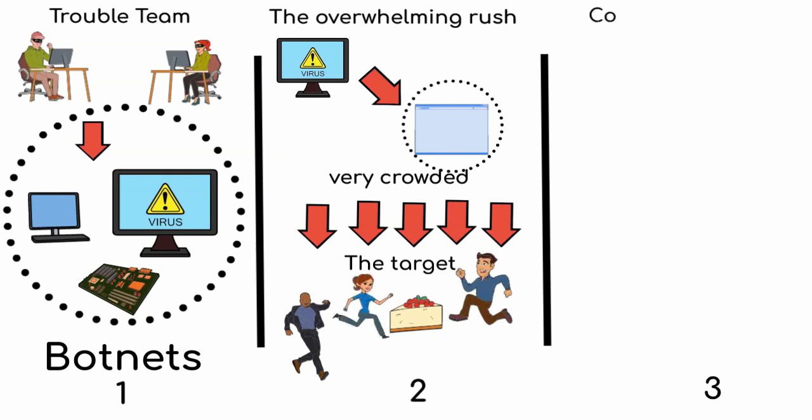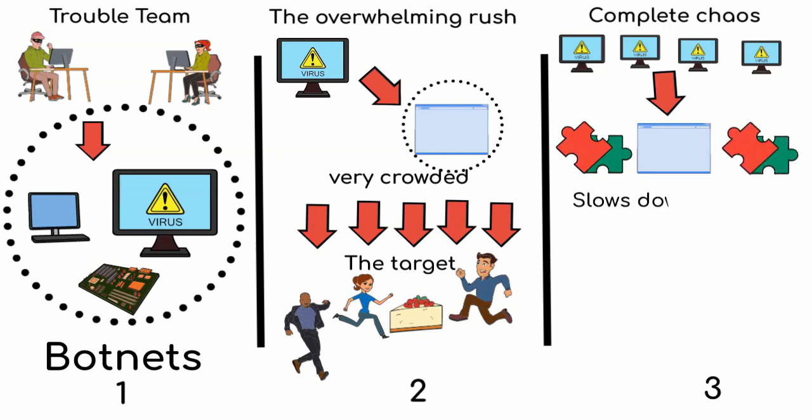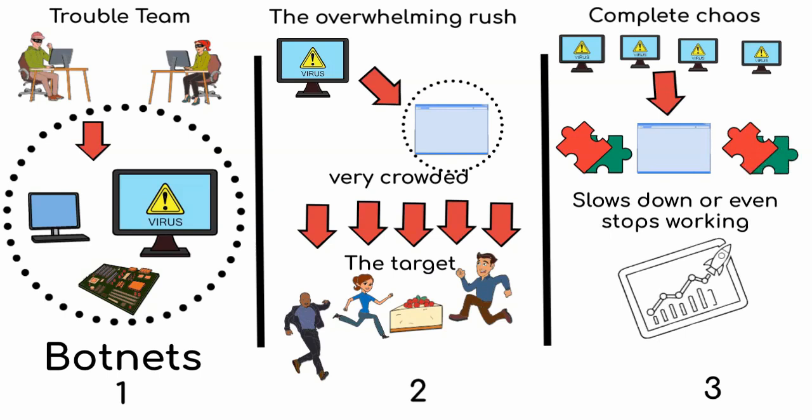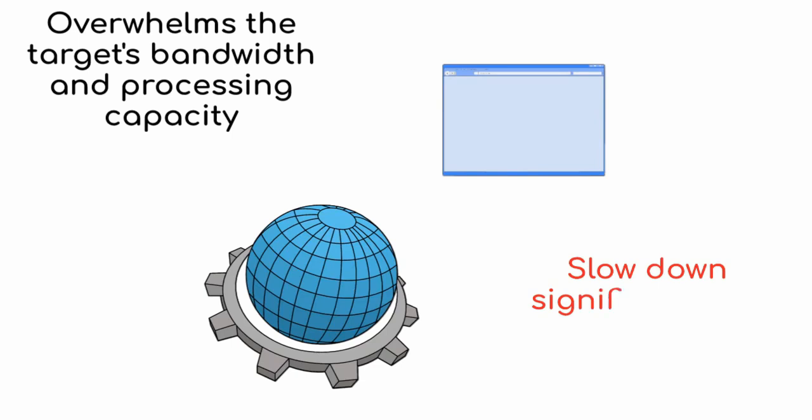Finally, complete chaos. With so many robots trying to move to the target at once, the website becomes like a big jigsaw puzzle with pieces everywhere. Total chaos. As a result, it slows down or even stops working. The excessive traffic generated by these compromised devices overwhelms the target's bandwidth and processing capacity. Ultimately, the website or the online service may slow down significantly or even become inaccessible.